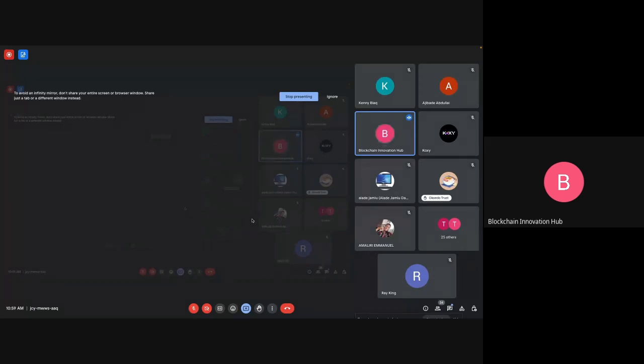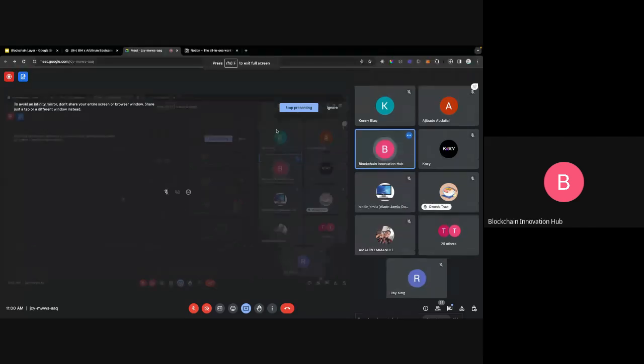Then the next thing about the other layer two solution is rollups, which is what we'll be dealing with throughout this program, because Arbitrum is a rollup solution. One thing about rollup is that rollup bundles transactions and submits them to the main chain. So it helps in offloading some transactions. Instead of having 40,000 transactions on the main chain, you can just have like one or two just to submit and verify the transaction on main chain.